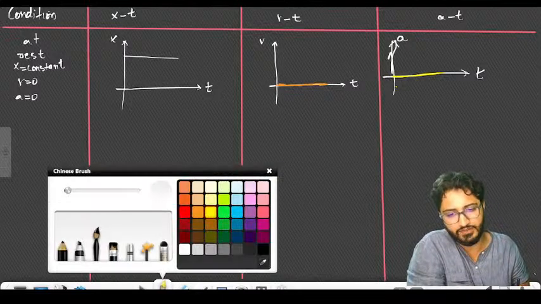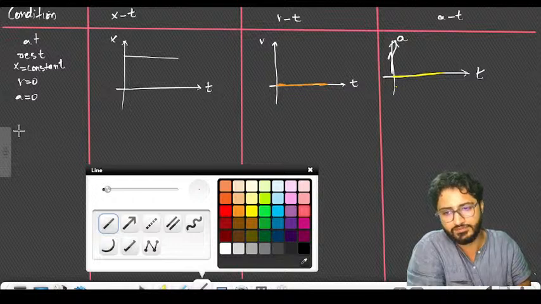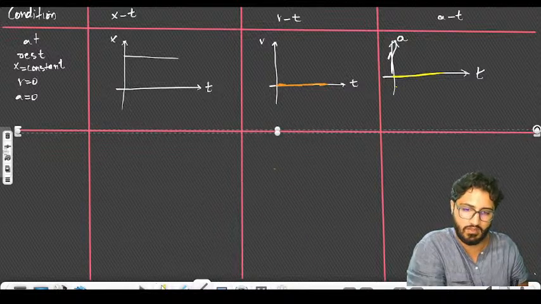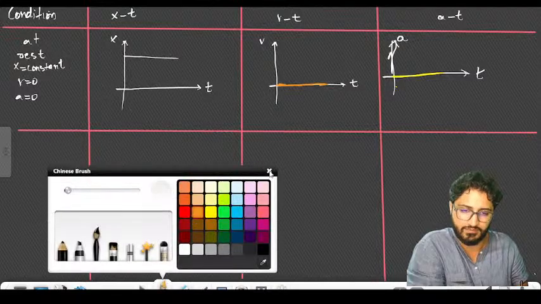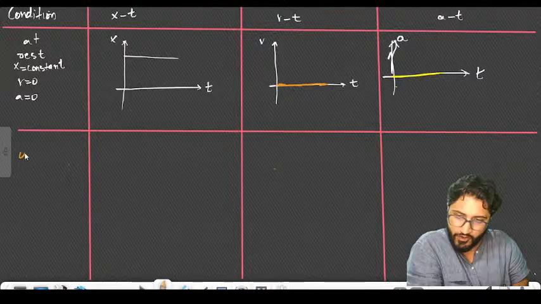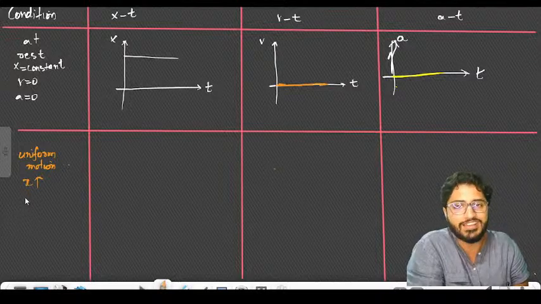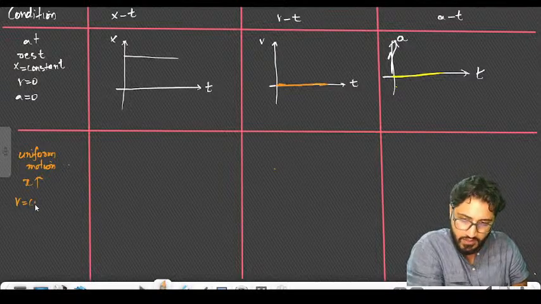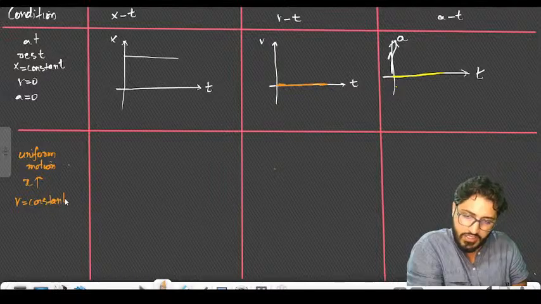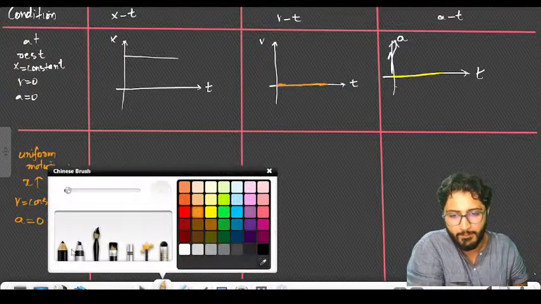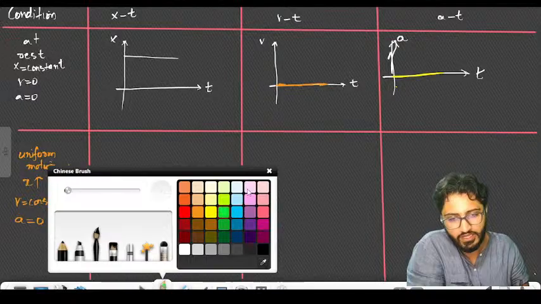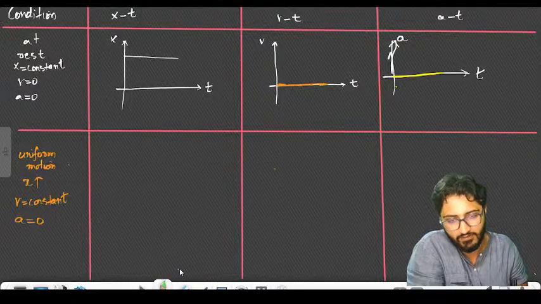Okay. Second condition, uniform motion. That means my x is increasing uniformly. If x is increasing uniformly, so v should be constant. If my v is constant, so my a should be 0. So I will make a graph.